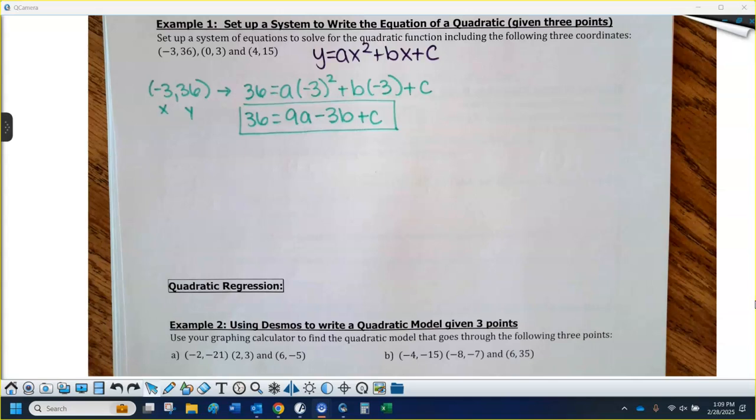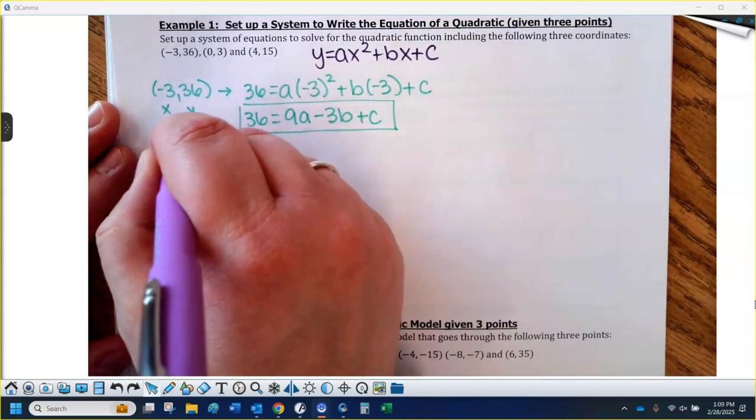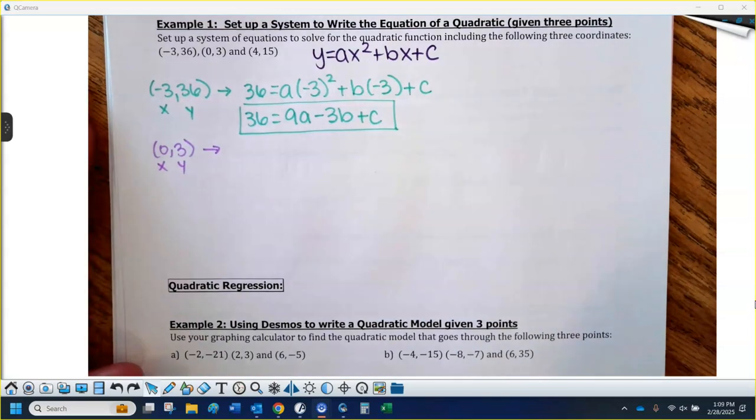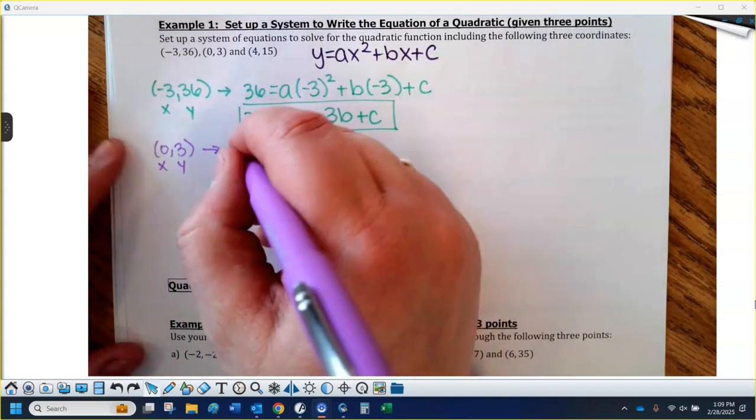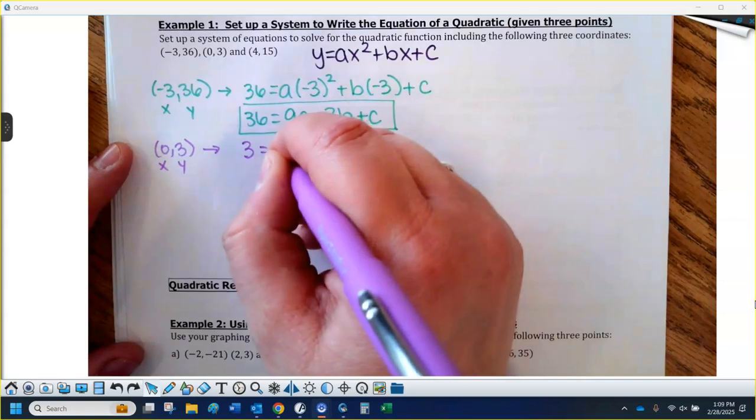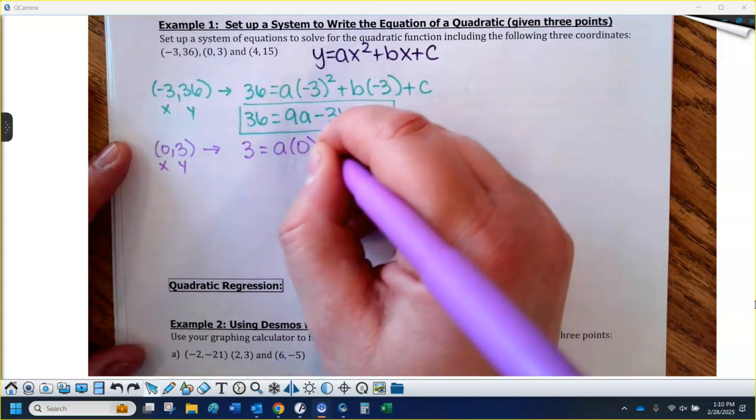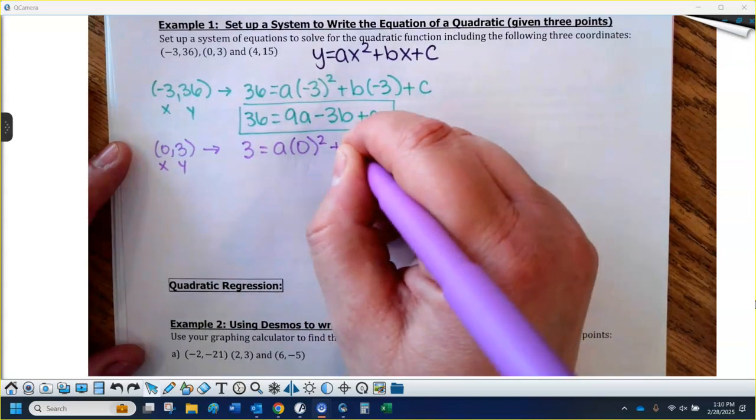That's never anything different. Okay, now I'm going to repeat that, but I'm going to grab the next point they give me. The next point they give me is (0, 3). Again, I'm doing the same process, but now I'm going to plug in 3 for y and 0 for x. So we'd have 3 equals, and every time you should see an a, b, and c before you plug the numbers in. So I'm going to plug in 0 everywhere I see an x.